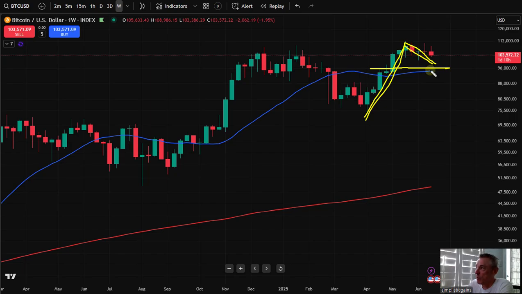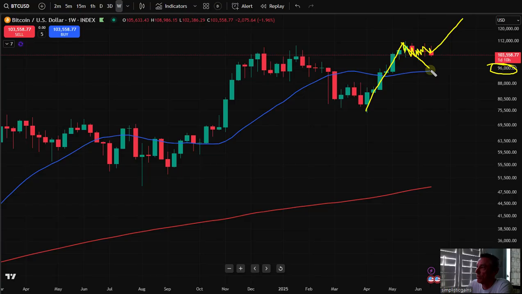But anyway, shallow pullback into the 20 here, and guess what? Around 96, 95,000 in that zone. So that's anticipation. The most bullish scenario is we keep trading sideways, build that base, build that foundation, and then take off again. The most bearish is that we pull into this 96, 95, whatever the zone in here on the rising 20, and then bounce and go.